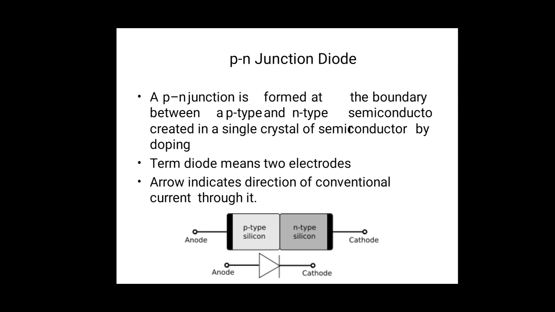The direction of the conventional current is always from positive to negative, meaning anode to cathode. So a diode is a device which allows current to flow in only one direction, and that is positive to negative, meaning anode to cathode.